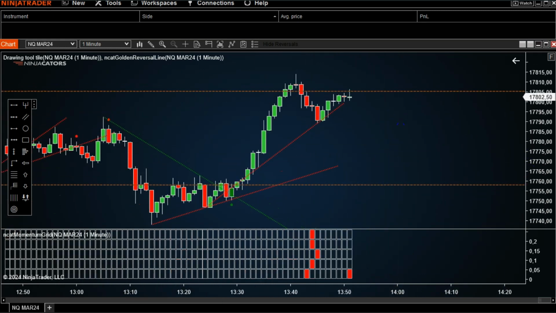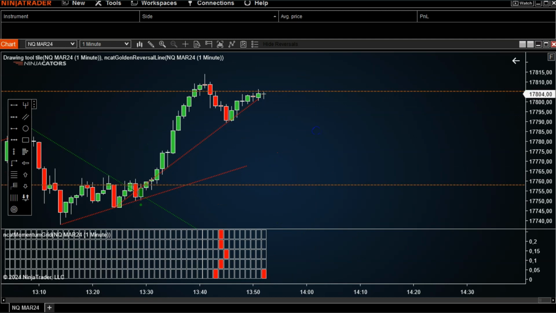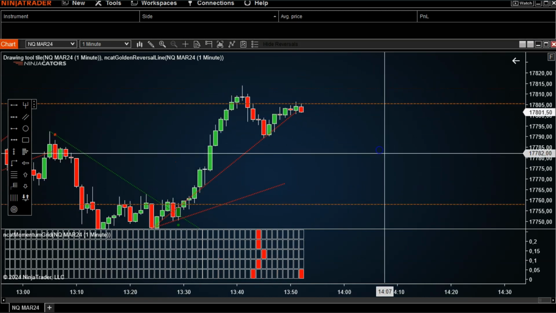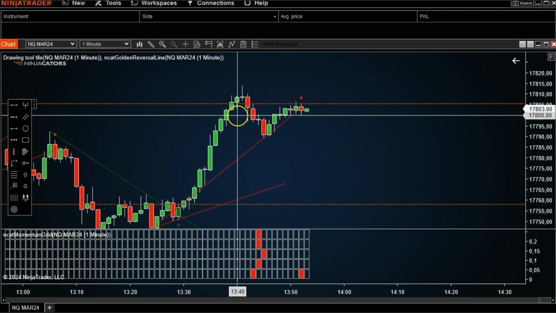All I really needed to do now, since price already hit that institutional trade location with the overbought condition, was wait for a sell signal, a red dot. And it wasn't too long before a red dot actually appeared, and I decided to go short.